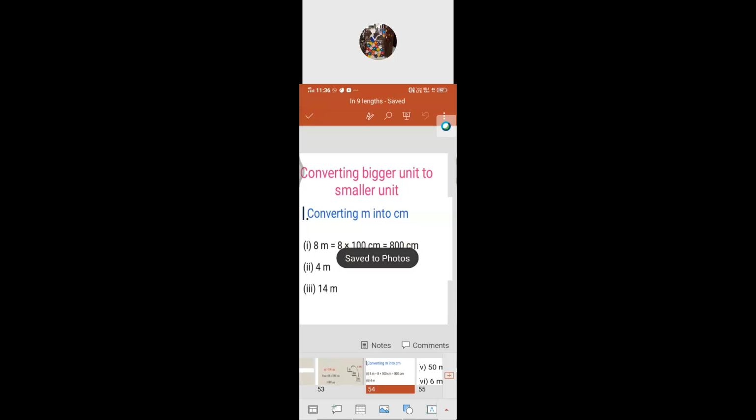Okay. 4 meters. What will be the answer for the 4?